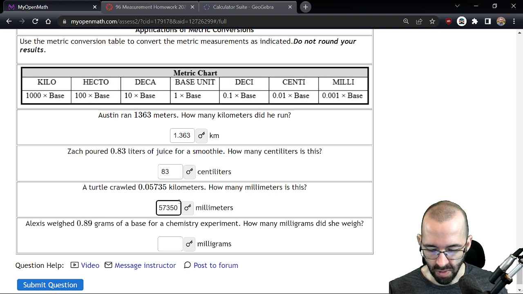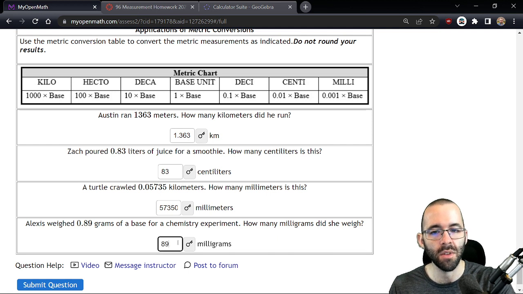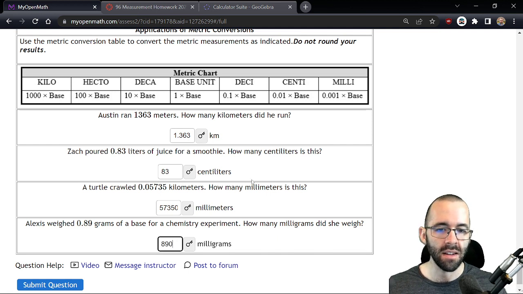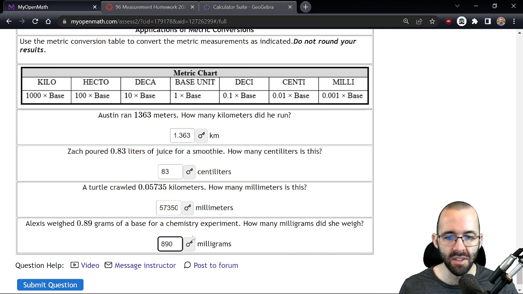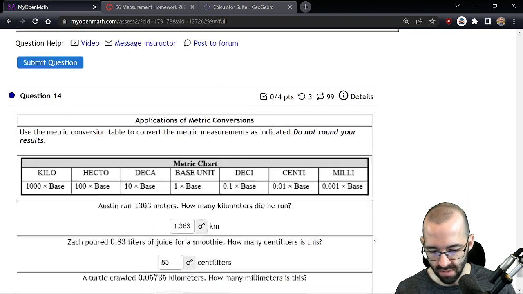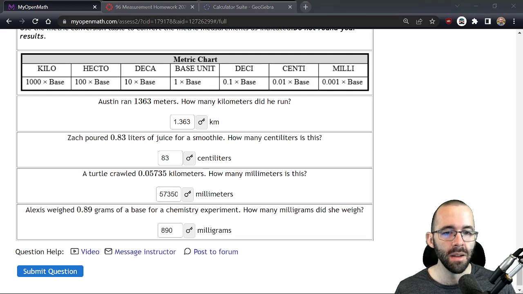Great. And 0.89 grams. How many milligrams is that going to be? Move the decimal place 3 times. 890 milligrams. Another way of thinking about the answer here is to think of milligrams as thousandths of a gram. So that's 890 thousandths of a gram. This is 89 hundredths, which is 890 thousandths.